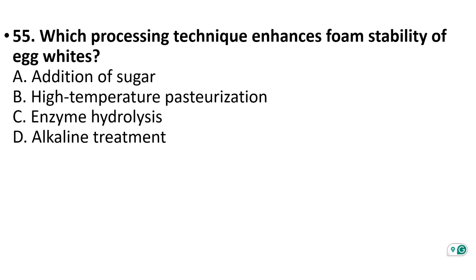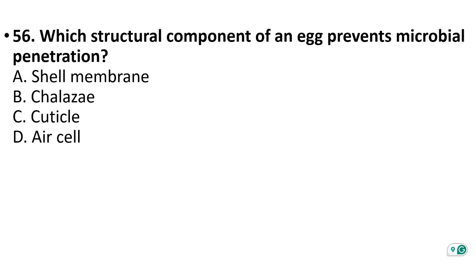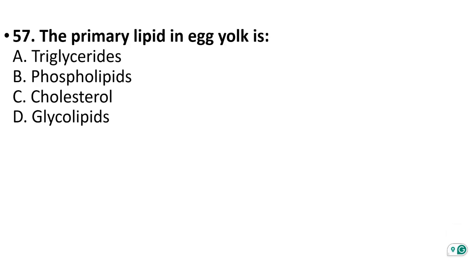55. Which processing technique enhances foam stability of egg whites? Addition of sugar, high temperature pasteurization, enzyme hydrolysis, alkaline treatment. Your answer is option A. Addition of sugar. 56. Which structural component of an egg prevents microbial penetration? Shell membrane, chalaza, cuticle, air cell. Your answer is option C. Cuticle.